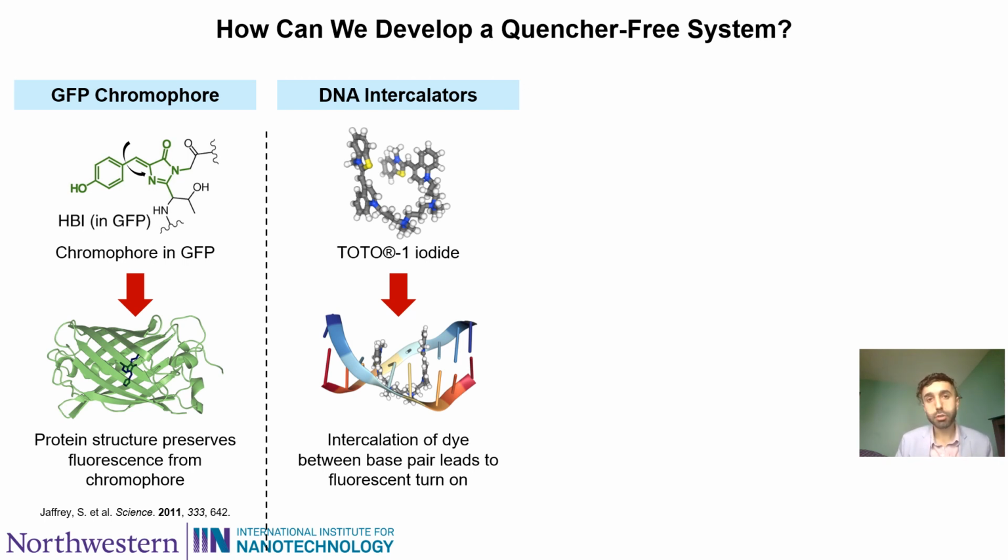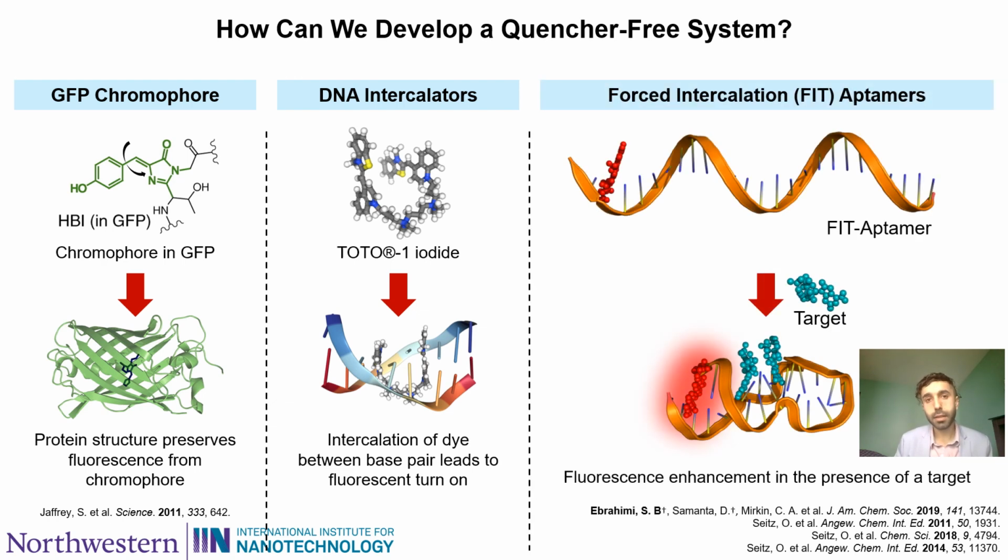We want our DNA intercalator to only turn on its fluorescence when some target of interest binds to our DNA and changes the DNA structure in some way. How do we go about doing that? That's the idea behind a platform that we developed here at Northwestern University called forced intercalation, or FIT, aptamers.